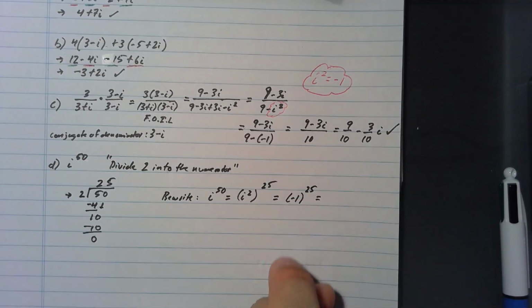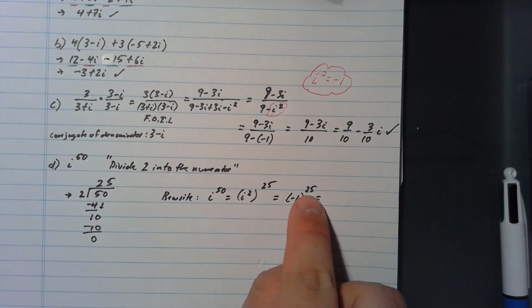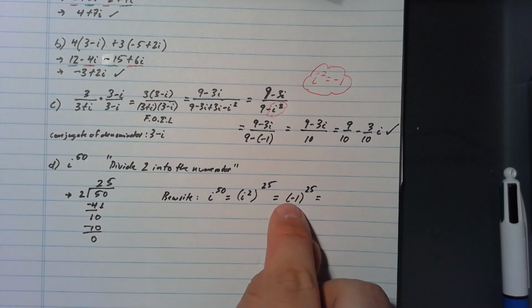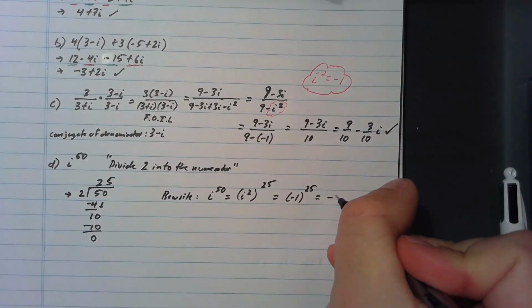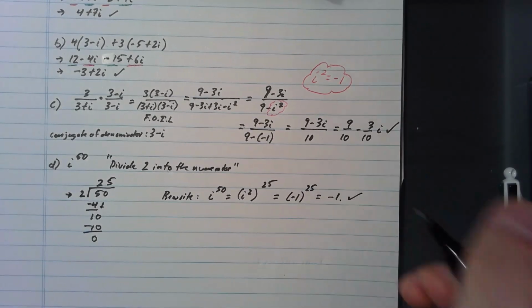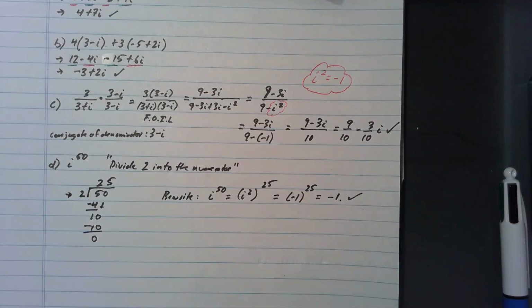-1 to the 25th power is what? Well, it's either going to be +1 or -1. 25 is an odd number. If I have a negative number raised to an odd power, the result is going to be negative. So this is going to be -1. If I have a negative number raised to an even power, the result will be positive. That's it.